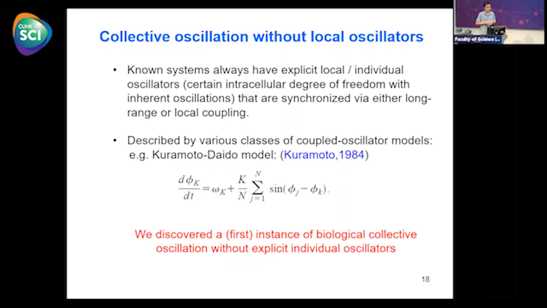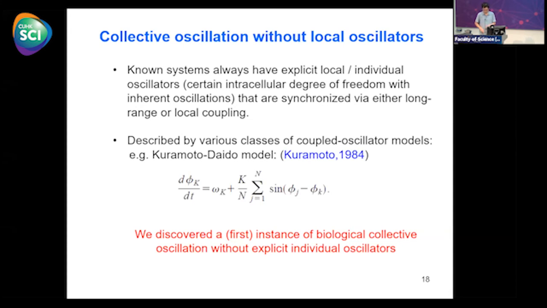In previous examples, all known examples in multicellular systems of collective oscillation involve inherent oscillators at the individual level. For example, individual cells would experience cyclic expression of genes, or on and off of growth activities, or the firing or silencing of membrane voltages. And these local oscillators are coupled via either long range or short range mechanisms. These couplings can often be well described by models of coupled oscillators, for example, the Kuramoto model. And in our case, we found the first instance of biological collective oscillation that does not involve explicit individual oscillators.